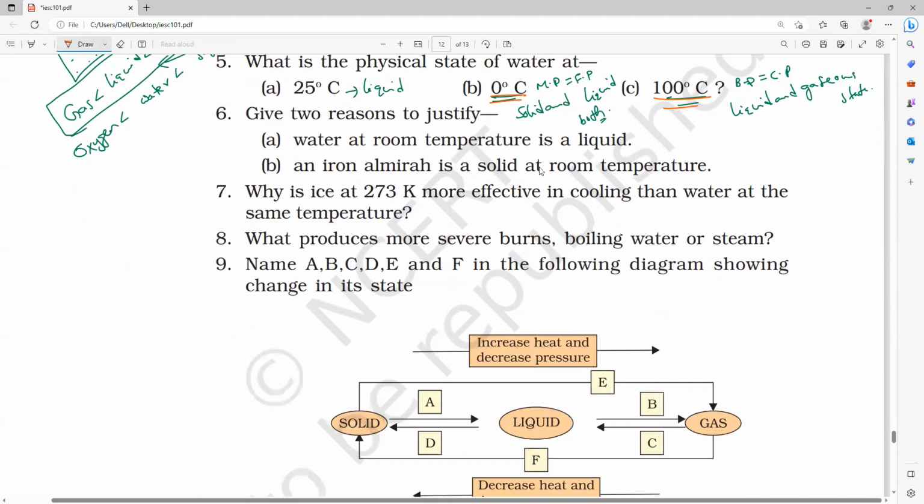Write it. Next. Give two reasons to justify water at room temperature is a liquid. What is the reason? How can you say water is a liquid at room temperature? Water has the properties of liquids and has a boiling point above room temperature. It does not reach the boiling point, sir.